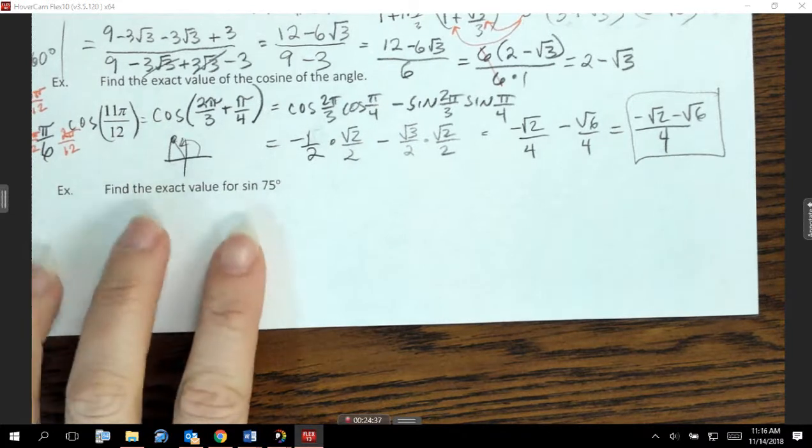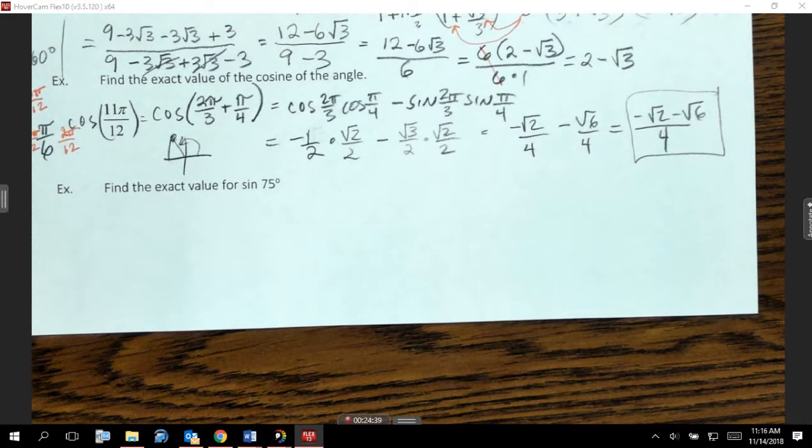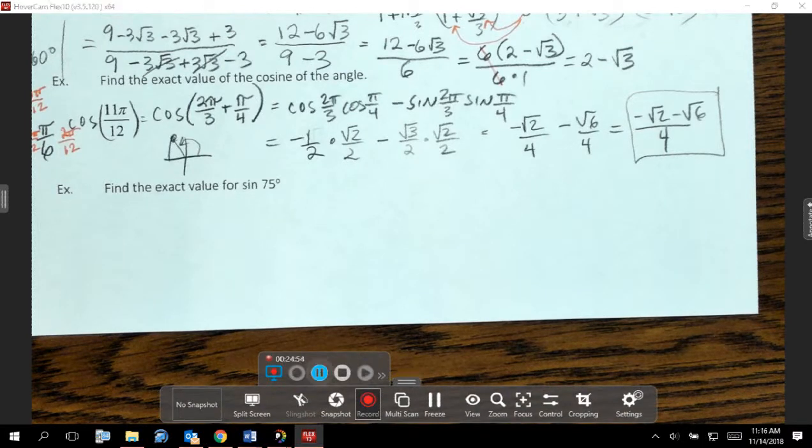Now I have to find the exact value for sine 75. You try and see if you caught on to what we've been doing. Okay? And then I'll go over it, but you try first. So I'll pause this recording. You try it.